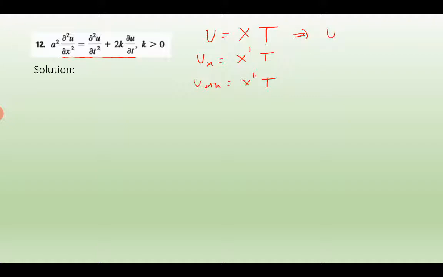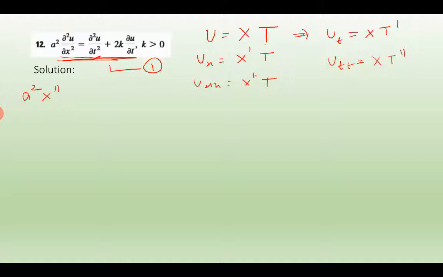Similarly, ut is equal to X T prime. u double t is equal to, do we have u double t? Yes, this time is u double t. u double t is equal to X T double prime. We don't have u x t, isn't it? Only 3 terms.